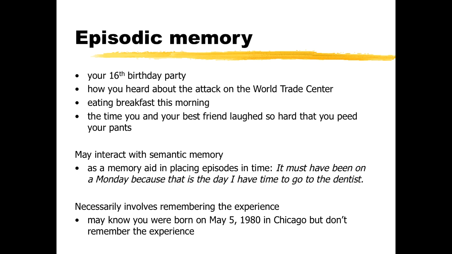For example, when semantic memory serves as a memory aid in placing episodes in time. So for example, you might be saying to yourself, it must have been on a Monday because that is the day I have time to go to the dentist. And it's also important to remember that even though episodic memory involves memory for an episode, when it happened, where it happened, it must necessarily involve you remembering that experience. So for example, you may know that you were born on May 5th, 1980 in Chicago, but if you don't remember the experience, then it's not considered an episodic memory. That would be considered a semantic memory.